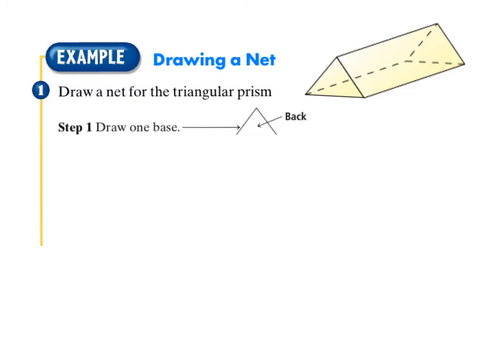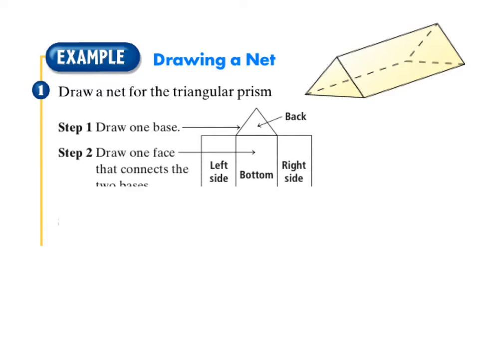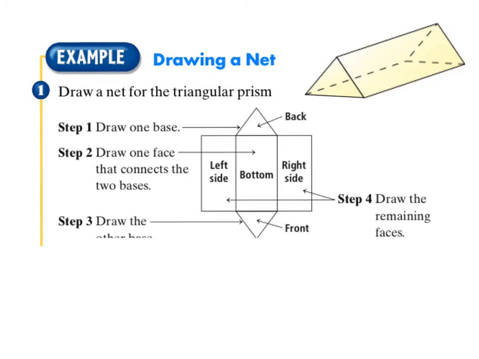So first we're going to draw one of the bases. Then draw one of the faces that connect the two bases. So you'll have the bottom, then do the left side and the right side. Finally, draw the other base at the bottom. So if we look at the ones that go together, this triangle is the back, the left, the bottom, and the right, and then the front triangle at the bottom.